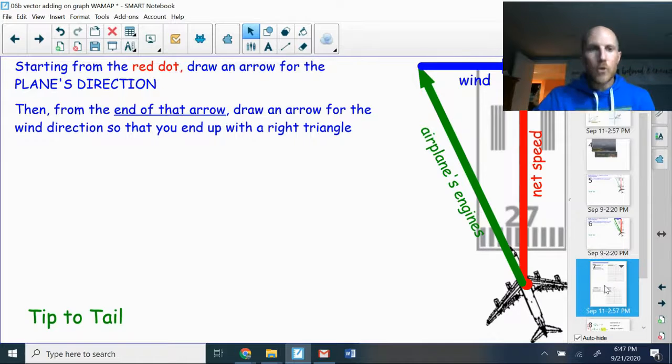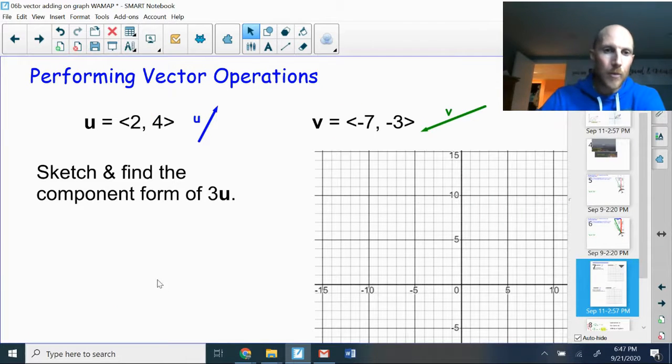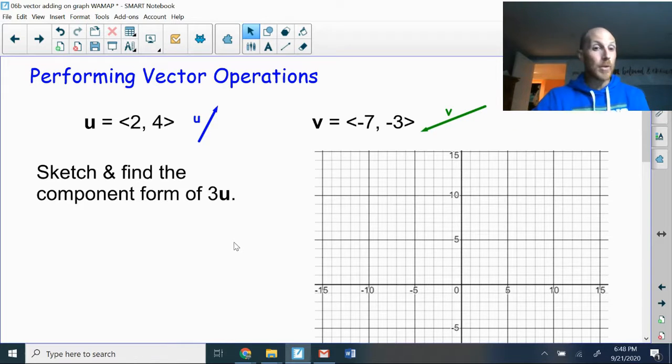Let's do a couple more examples. How do we graph scalar multiplication? We looked at scalar multiplication yesterday, so we're going to look at a couple of different vector operations. Sketch and find the component form of 3u. All right, well, the components of u are up here. I got 2 and 4 as the components.